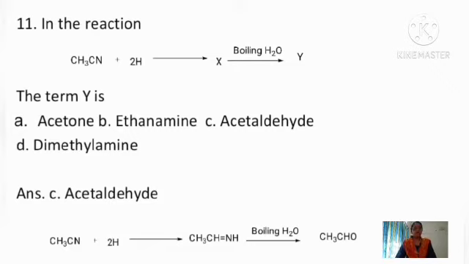So here the starting compound is CH3C triple bond N, that is a cyanide. When it adds 2 hydrogen, this 2 hydrogen is added to the triple bonded CN. So the compound formed, X, will be an aldimine. An aldimine reacts with boiling water, or when it is heated with water, the compound will be converted into an aldehyde. So it will be converted into CH3CHO, that is acetaldehyde. So option C is correct, that is acetaldehyde.